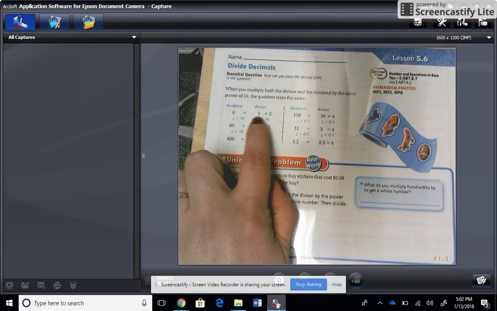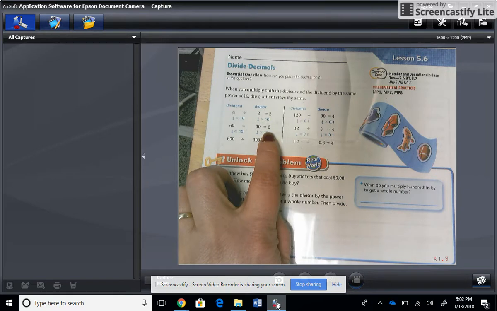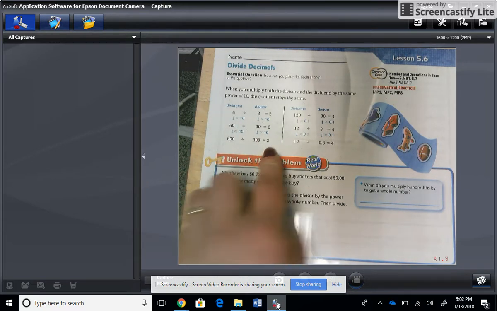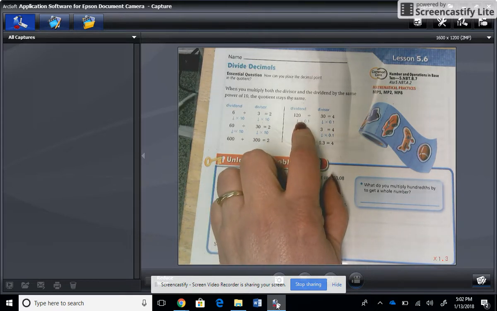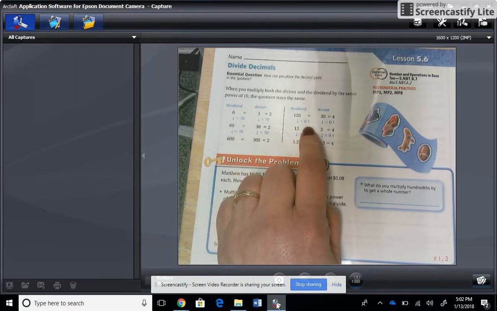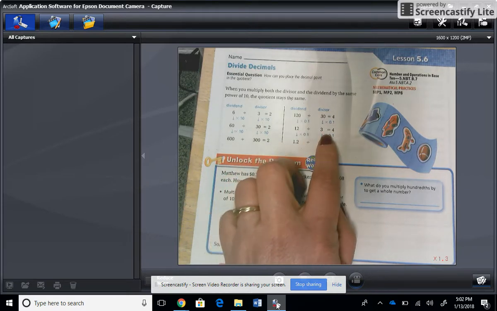6 divided by 3 equals 2. 60 divided by 30 equals 2. It doesn't matter if you times it by 10, every time it still has the same quotient. When you multiply the dividend and the divisor, even by part of a whole, and go the opposite way, 12 divided by 3 equals 4.